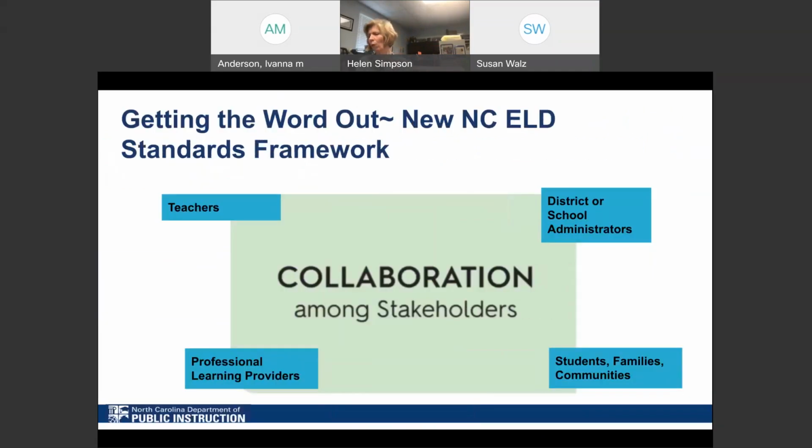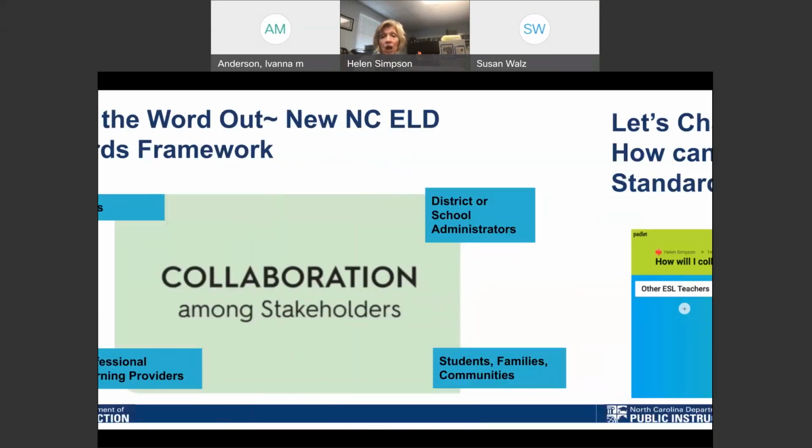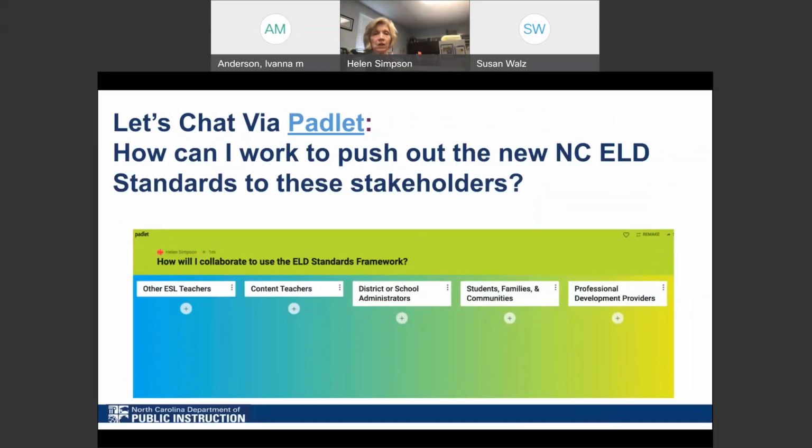And so really what we want to think about is, how are we going to get the word out about the new ELD standards framework? How will we collaborate with other teachers, with district administrators, students and family, PD developers? How will we do that? And so what I'd like for you to do is we've got a Padlet, and this is our last activity.